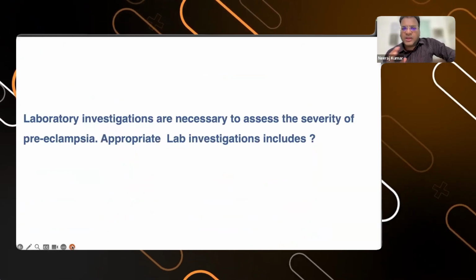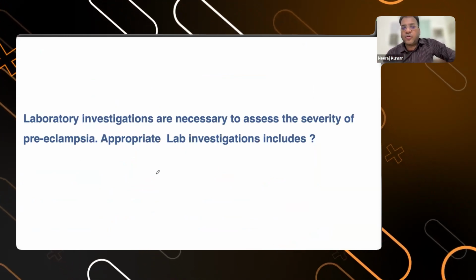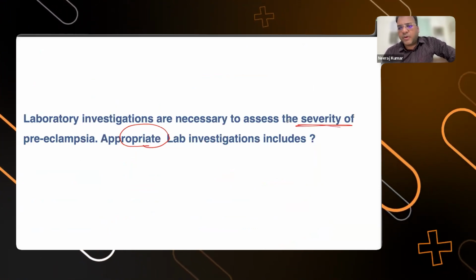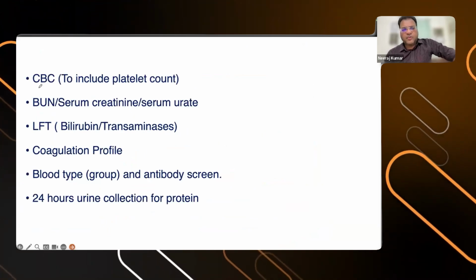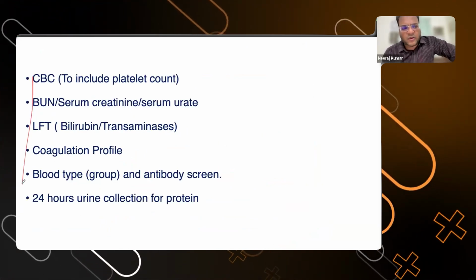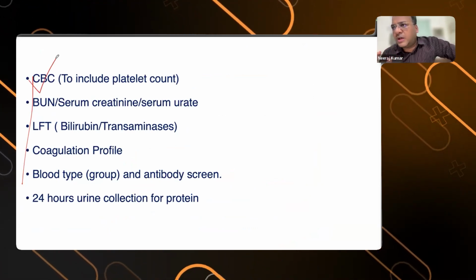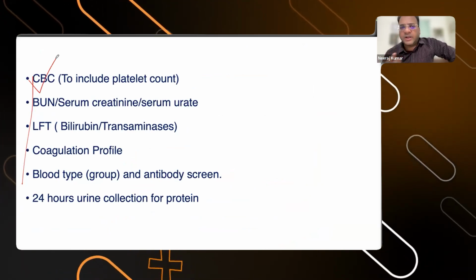Okay. Now coming to the next part, the laboratory investigations that are necessary to assess the severity. Which lab investigation is very important for labeling the severity of preeclampsia? For this, you have to answer in this order only. It has to be CBC. Why? Because I want to exclude coagulation defects, like the platelet count. I want to check the platelet count.